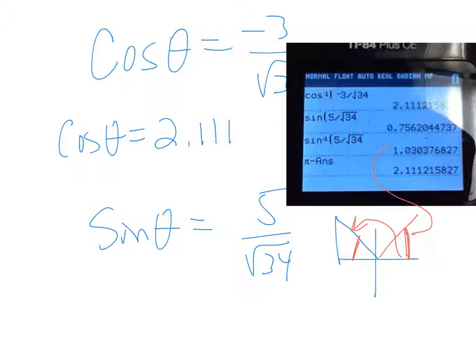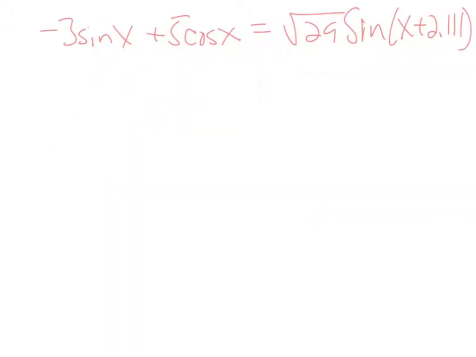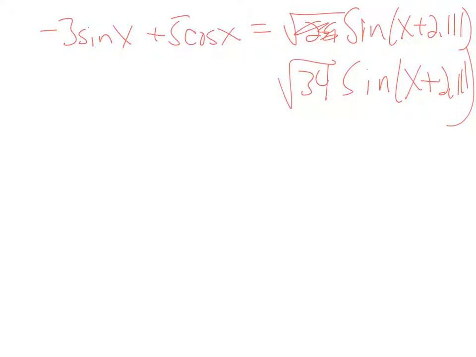Okay, so to finish off this problem, originally we had to write this as a single trig relationship, and that's what we have. And if you go check, it should be square root of 34, shouldn't it? Sorry, I don't know where I got the 29 from. Square root of 34 times the sine of some angle plus 2.11. Okay, so hope that helps you out.